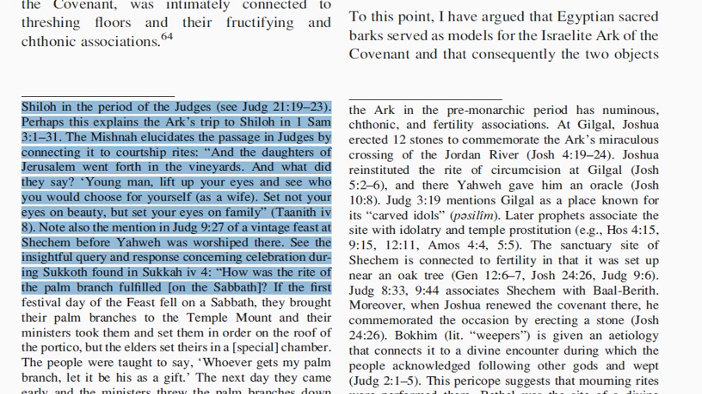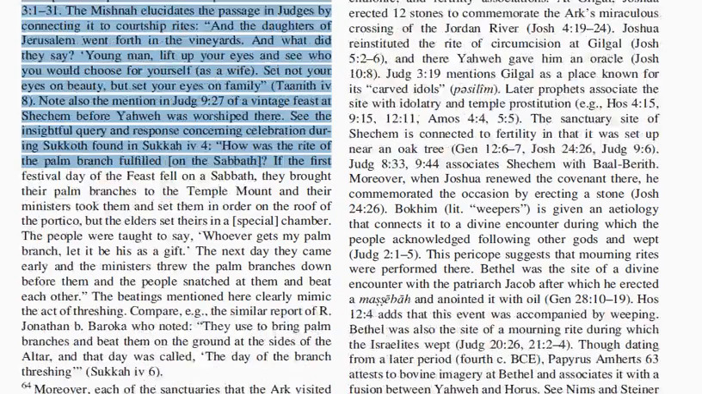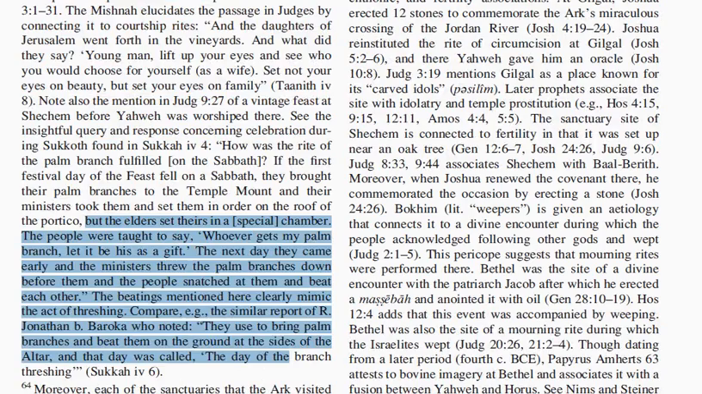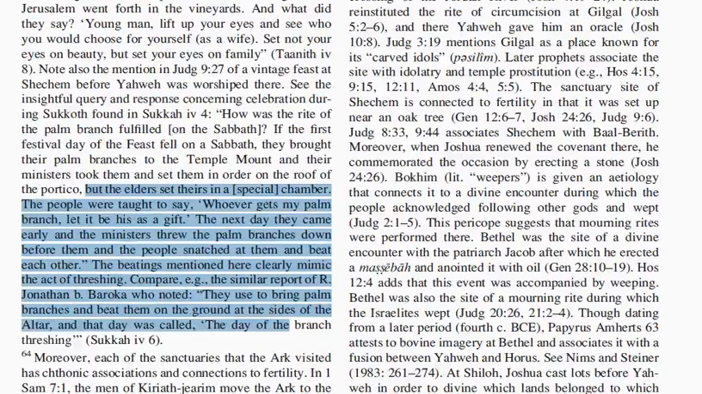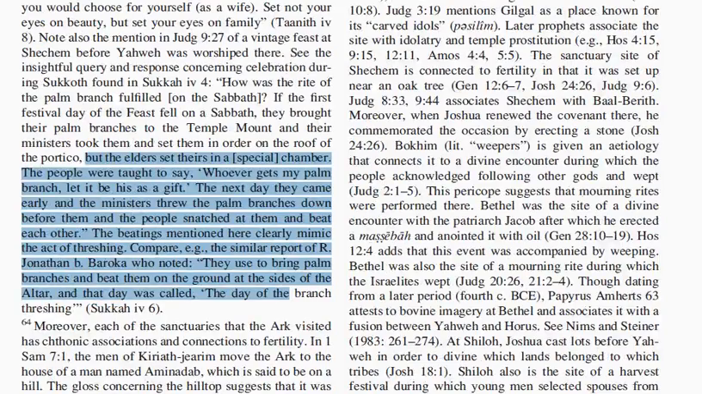How was the rite of the palm branch fulfilled on the Sabbath? If the first festival day of the feast fell on a Sabbath, they brought their palm branches to the Temple Mount, and their ministers took them and set them in order on the roof of the portico. But the elders set theirs in a special chamber. The people were taught to say, "Whoever gets my palm branch, let it be his as a gift."